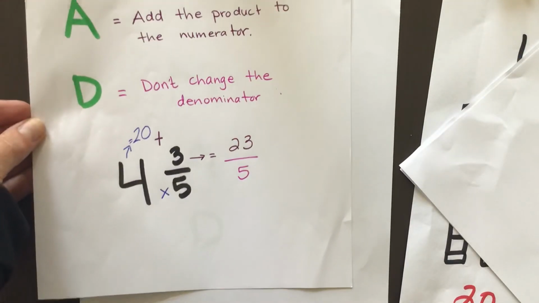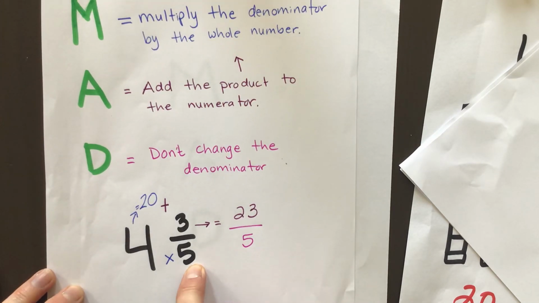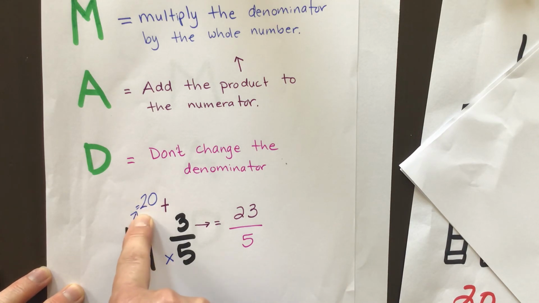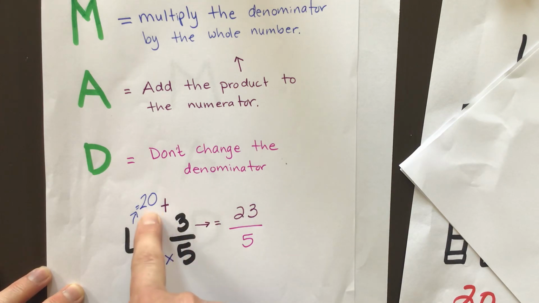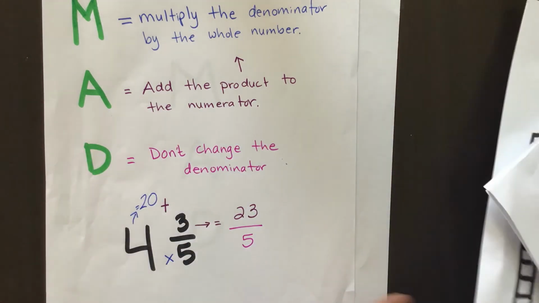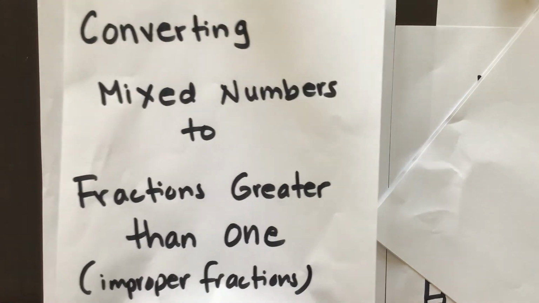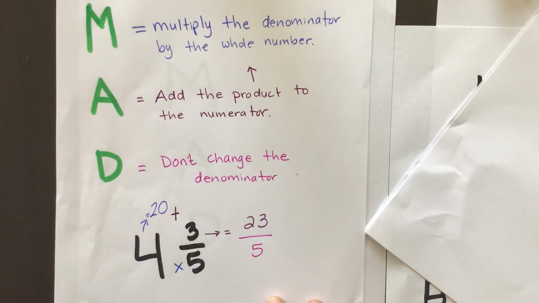Here again is what that looks like. M, multiply the denominator, 5, by the whole number, 4. Take that product, 20, and add that product to the numerator, 3, and get 23. And D, don't change that denominator, which we didn't. That was 23/5. So when you're looking for a way to convert mixed numbers to fractions greater than 1, get MAD, M-A-D.